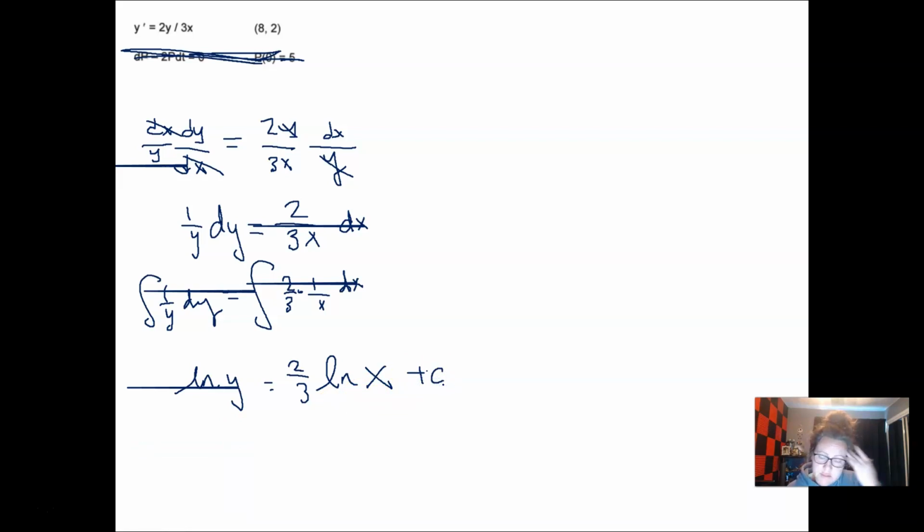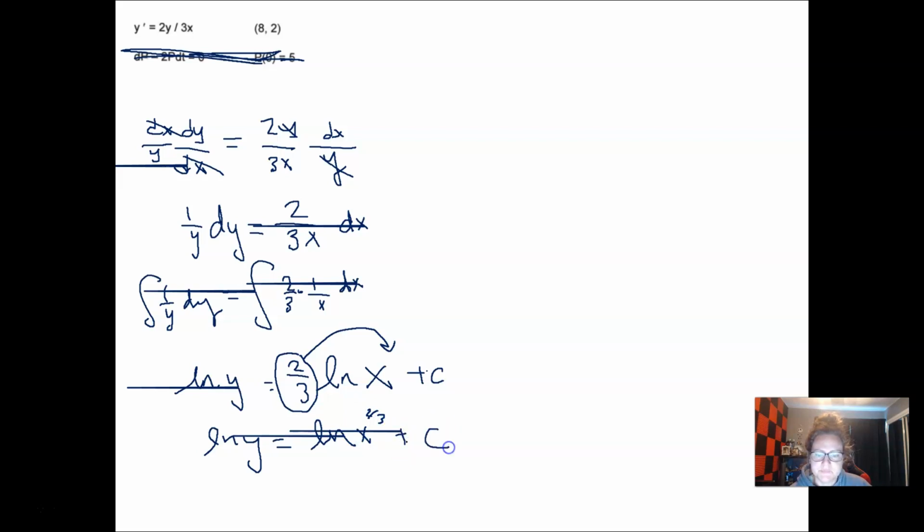And then we're going to use the trick that we used last week. So first thing I'm going to do is I'm going to take this 2/3, and one of my logarithm rules is that when it's multiplied here, it's the exponent of what's inside the logarithm. So ln of y equals ln of x to the 2/3 plus c.